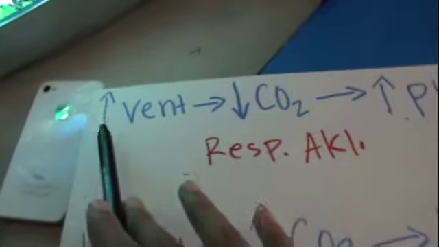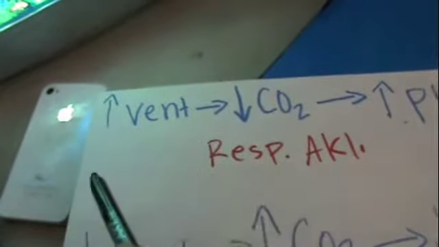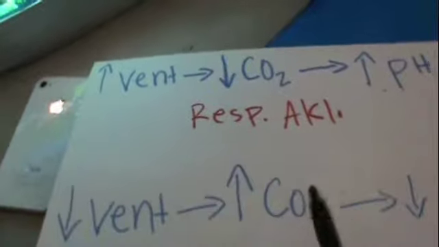So you just remember, just look at the pH and the CO2. Where are they pointing? If they are pointing in different directions, it's a respiratory problem. And then you look at the first arrow you had right here, and if that is going up, it's alkalosis. If it goes down, it's acidosis. Okay, next problem here.